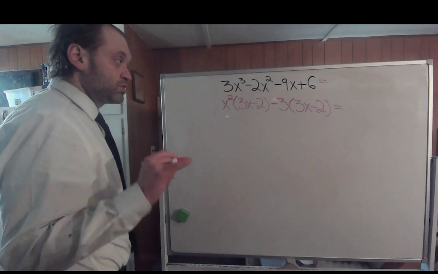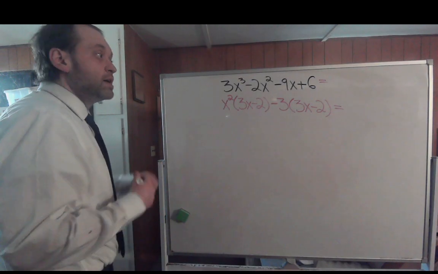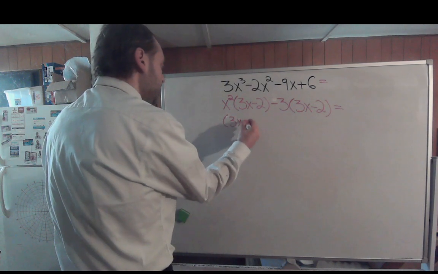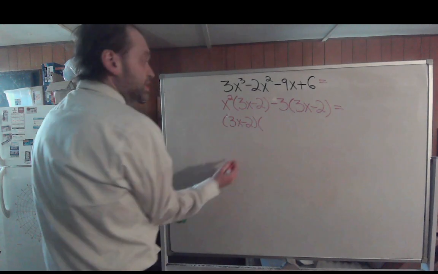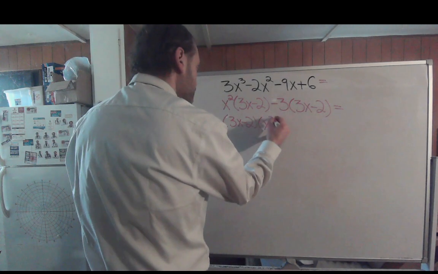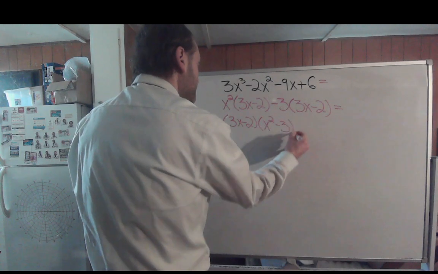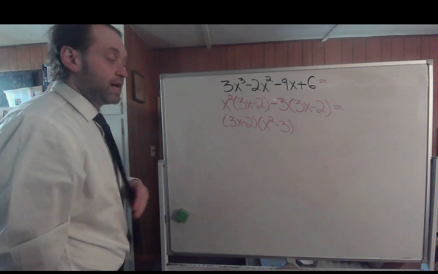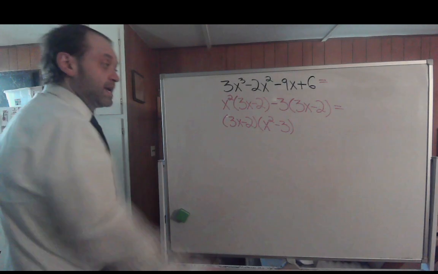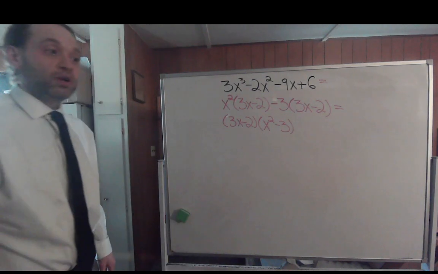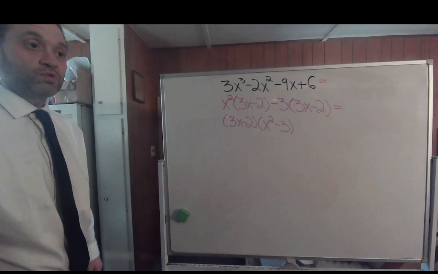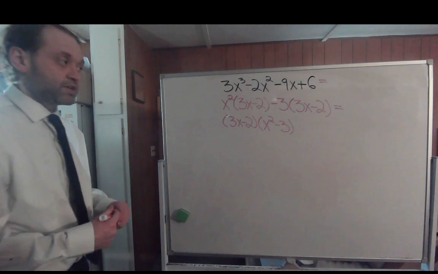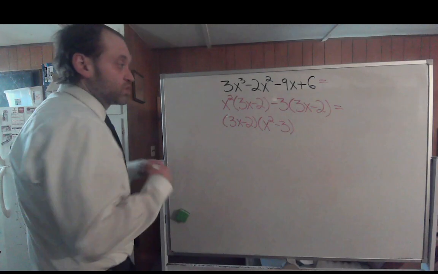Now, what do both terms have in common? They have a common 3x minus 2. Factor that out, you'll get that times the quantity of x squared minus 3. However, we're not done yet. We're not done yet by a long shot. That x squared minus 3 will factor since it's a difference of squares. Before we had sum of squares that didn't factor into any real factors. But we have a difference of squares.